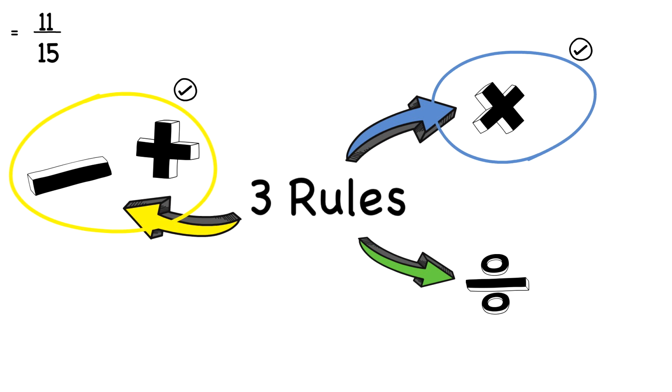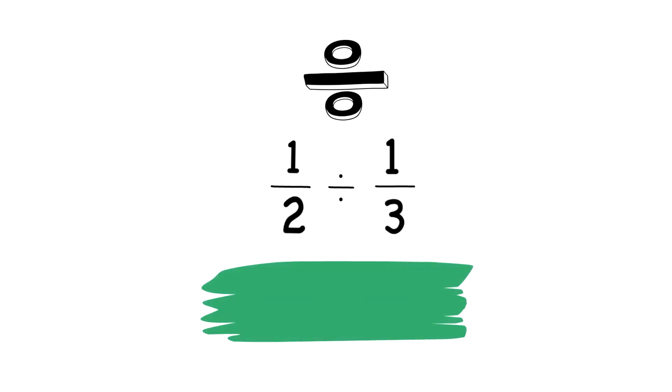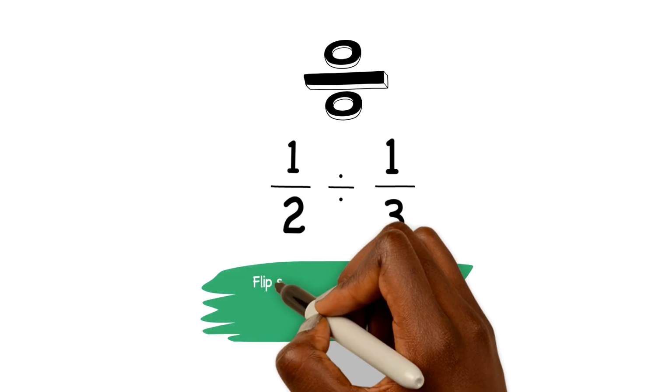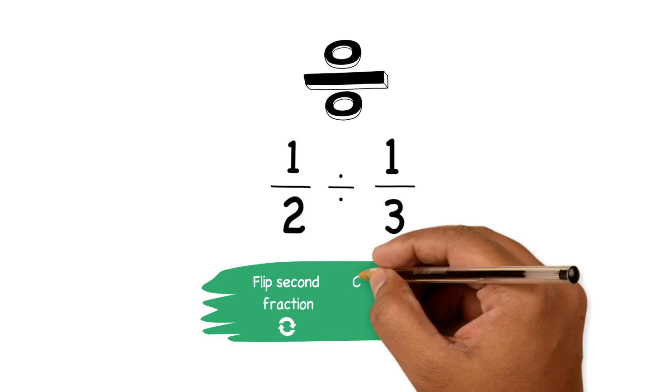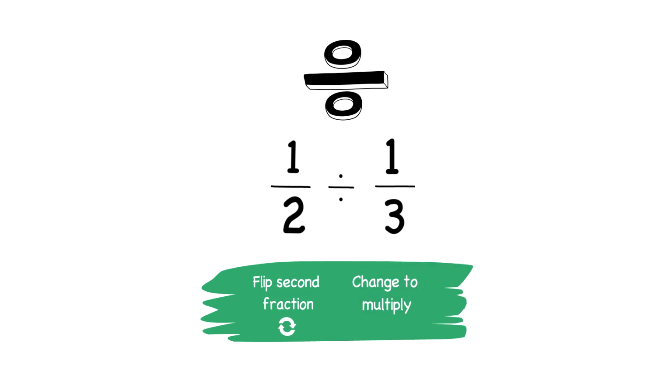Let's just quickly do a division, and then we've covered our 3 basic rules. With dividing fractions, there is a specific rule that you need to learn. For example, if we had 1 over 2 divided by 1 over 3. The rule that we need to learn is to flip the second fraction and change the sign to a multiply.